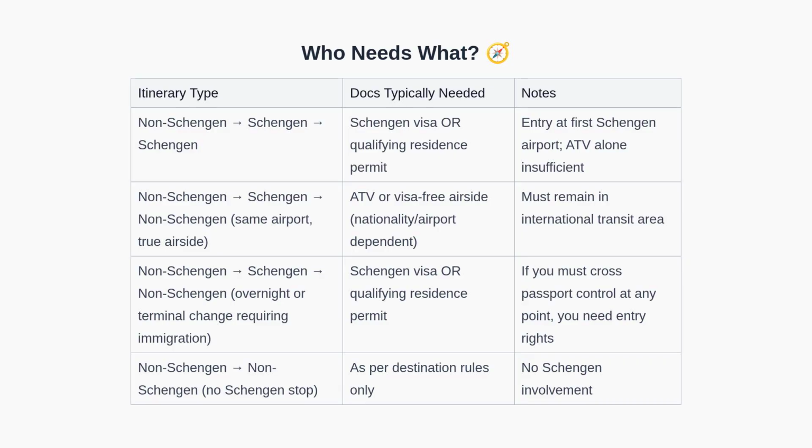This table summarizes typical document requirements by itinerary type. If you connect from a non-Schengen country to a Schengen airport and then fly to another Schengen destination, you must enter at the first Schengen airport, requiring a Schengen visa or an exempting residence permit. If you connect non-Schengen to Schengen and then out to non-Schengen but can remain airside, you may only need an airport transit visa or possibly no visa depending on nationality and airport rules. However, if any part of your connection requires crossing passport control, you will need legal entry authorization. Finally, a purely non-Schengen itinerary follows destination rules only.